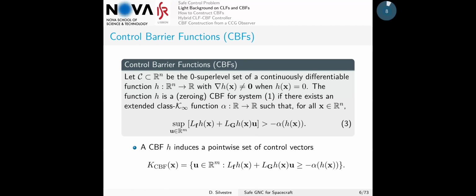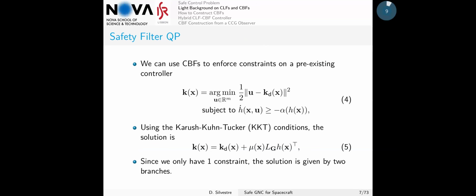Then if you look at CBFs, CBFs are exactly the same, but now we want the reverse. We want H dot to be kind of positive bounded. So we want this to go up as we approach the bound. You've seen other interpretations. This is my own, so that we treat both of these things in the same way. And once again, we can define a set of all of these control vectors, and we are selecting one of these points somehow. Okay, so you've seen this one.